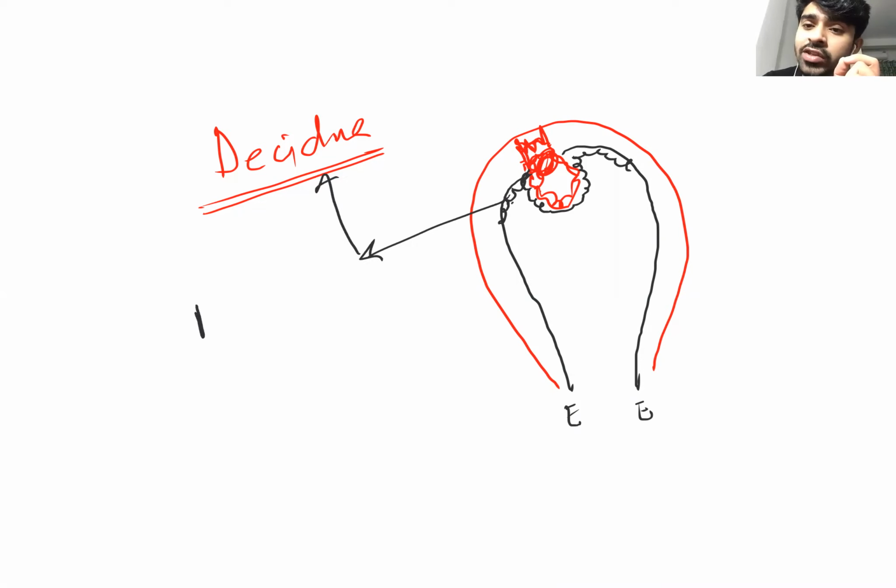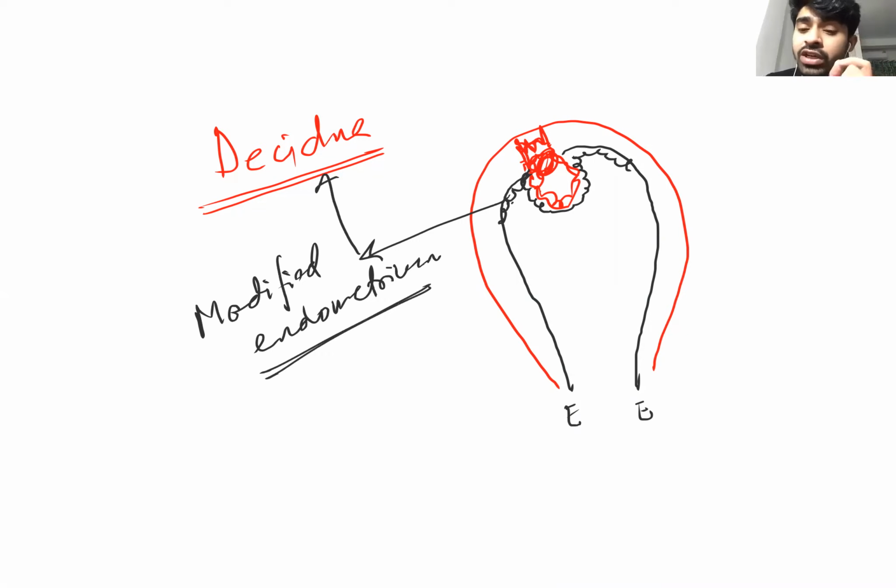So what is decidua? Decidua is modified endometrium. Modified endometrium is called decidua. I know there are 3 different types of decidua, but that is not needed for you. You just know this name, that decidua is there, and that decidua is nothing but the modified endometrium, which is modified during pregnancy from a non-pregnancy state. In a non-pregnancy state, it is called endometrium, but after pregnancy the endometrium will change, and that is called modified endometrium or decidua.